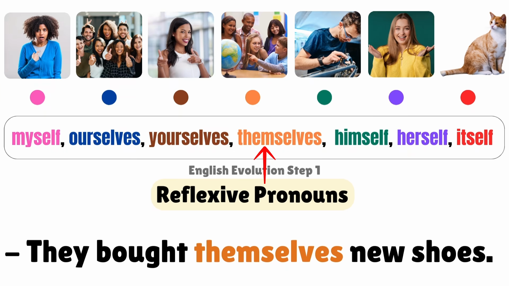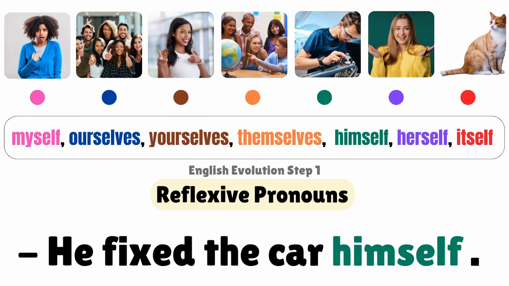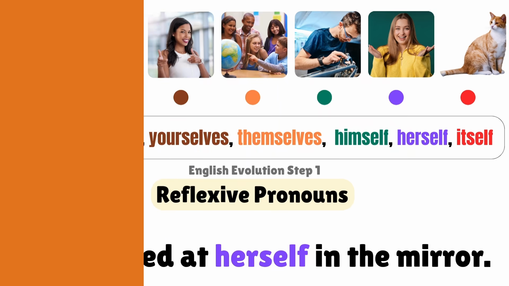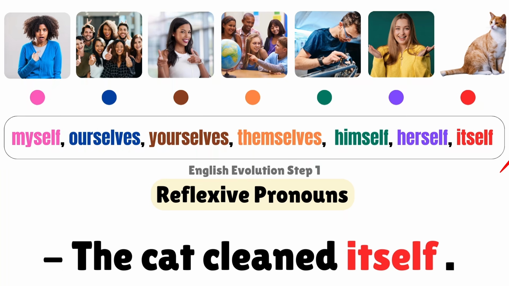Themselves. They bought themselves new shoes. Himself. He fixed the car himself. Herself. She looked at herself in the mirror. Itself. The cat cleaned itself.